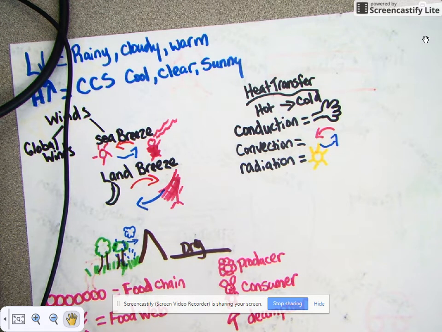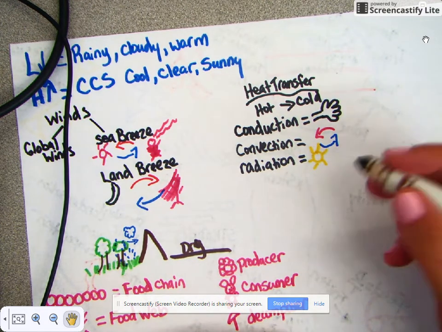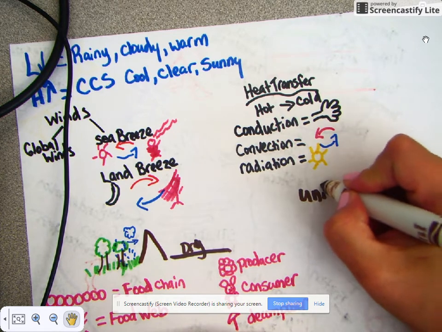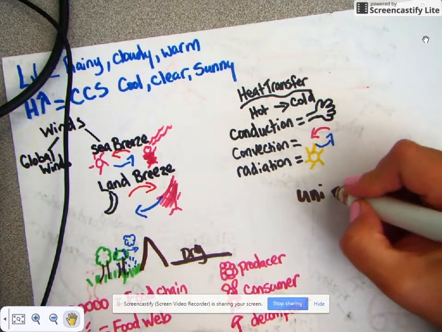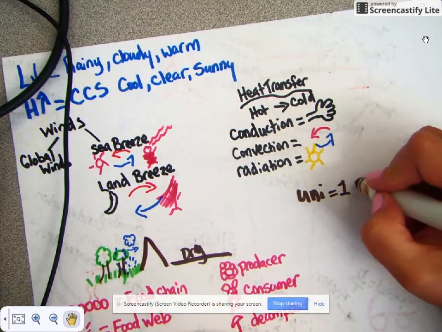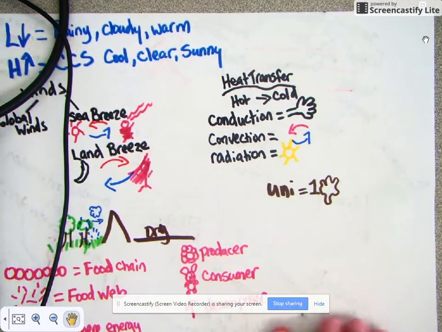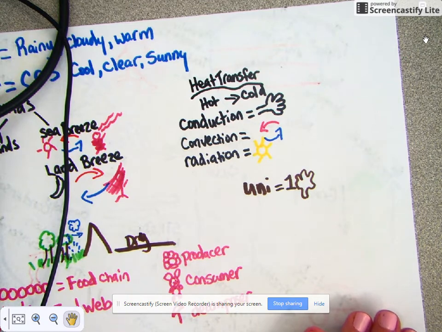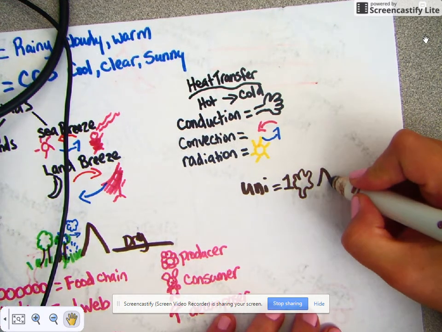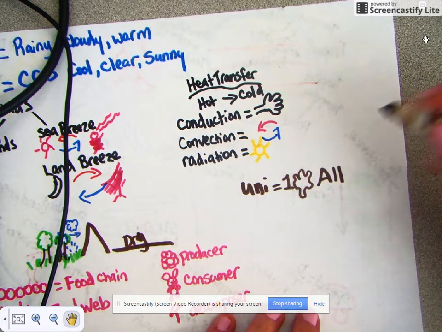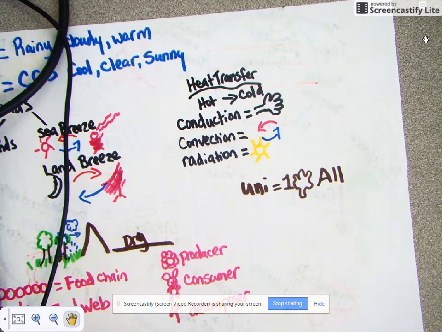First thing, we're going to talk about the word uni. And uni means what? When we talk about one, we're talking about a unicellular organism. And unicellular organisms can do all the life processes by themselves, all of them.